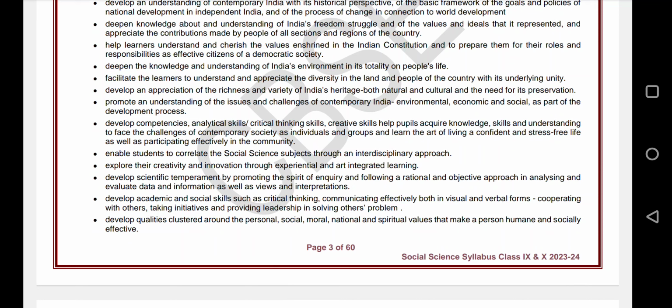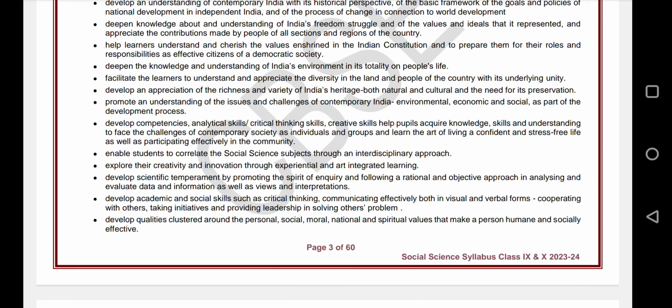So that is also an objective, that we want our children to identify their leadership qualities, and how they would lead the society, how they would bring changes in the society. That we are going to develop here. That is the objective of the subject. When you're learning this subject, these things should develop in you.